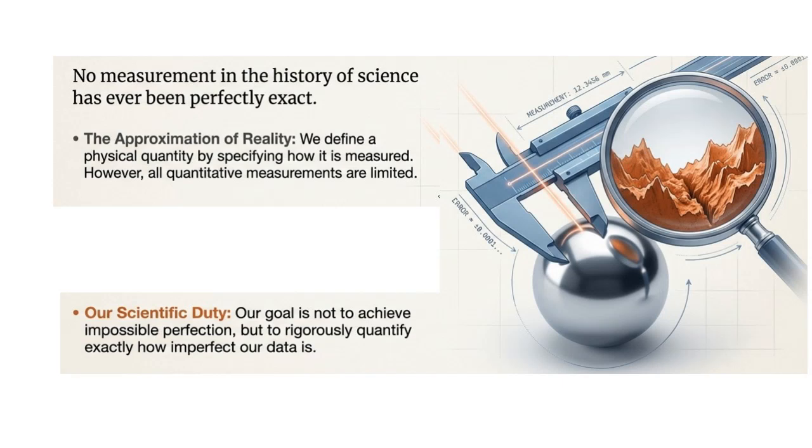In science, measurements are never perfectly exact. We define physical quantities by the methods we use to measure them, but every measurement has its limits and uncertainties. Our job is not to reach impossible precision, but to carefully assess and communicate how much uncertainty or error exists in our data. This approach helps us understand how closely our measurements represent reality and allows us to make meaningful conclusions despite the inherent imperfections.